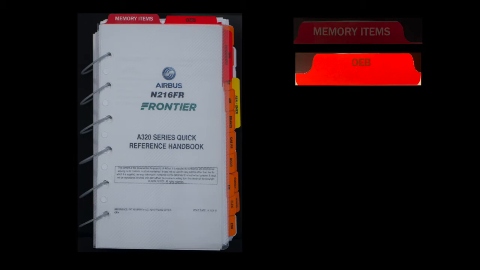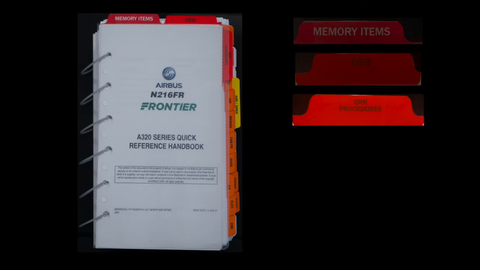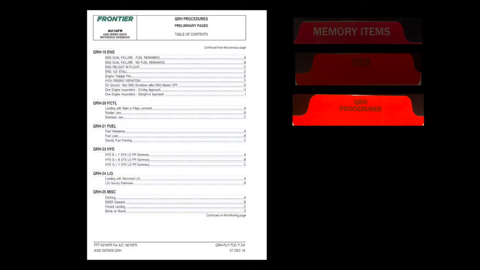Since this video is not focused on ECAM actions, we will skip this and continue with the management of abnormal operations as it pertains to the QRH. Now that ECAM actions are complete, the pilot monitoring will reference the QRH procedures section of the QRH to determine if any non-ECAM related procedure applies to the failure.